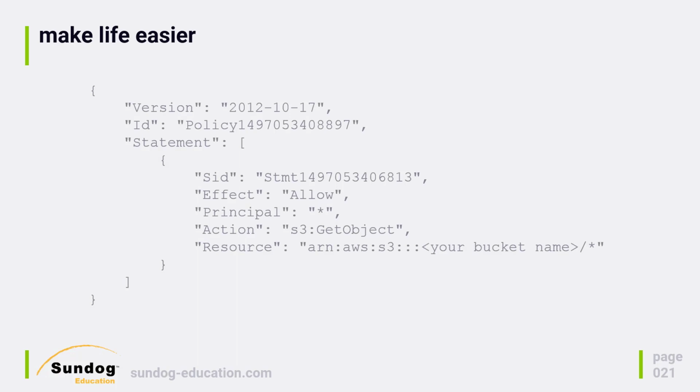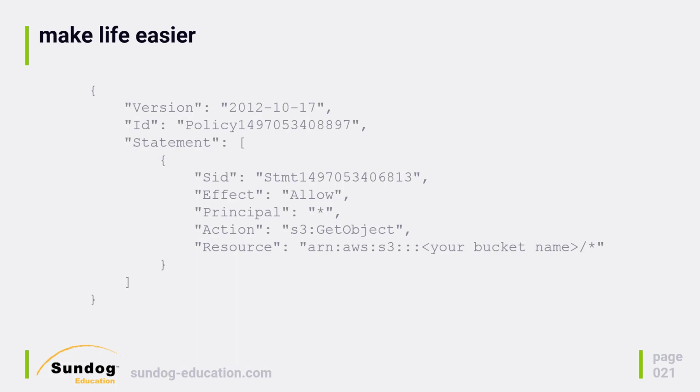The effect is saying that we want to allow access as part of this policy. We could also deny access, which is useful when you're layering policies on top of each other. But what we're trying to do right now is allow access to this bucket to everybody. And that's what the principal star means. That star wildcard means that anyone has access to this resource that we're going to define right now.